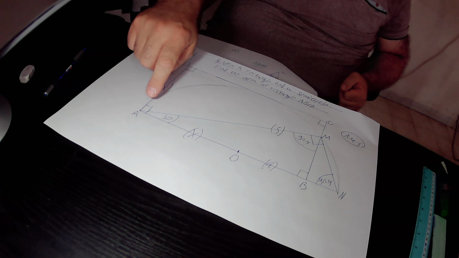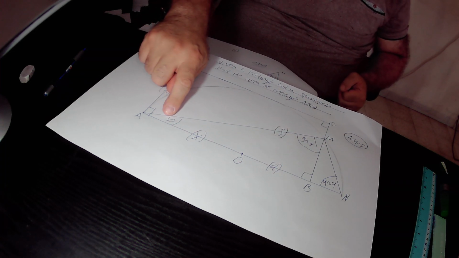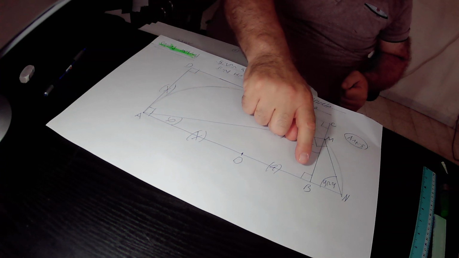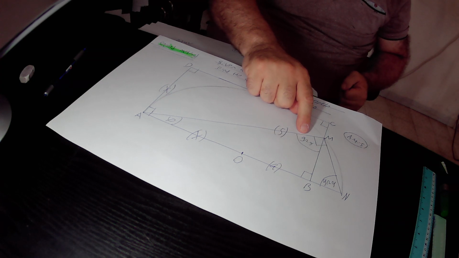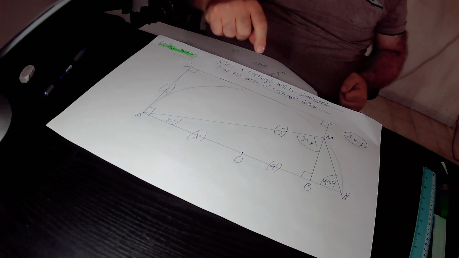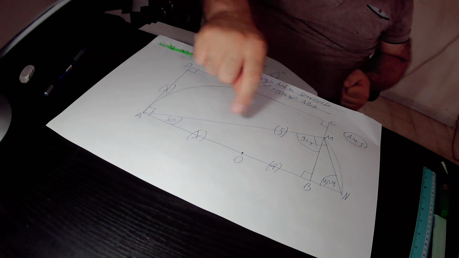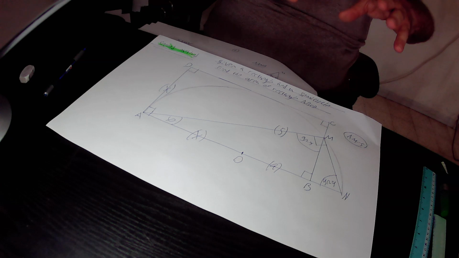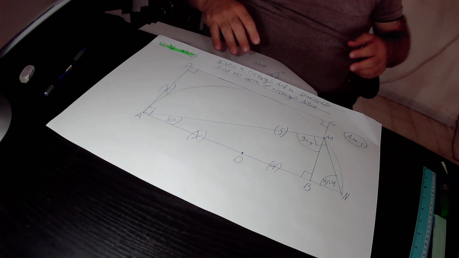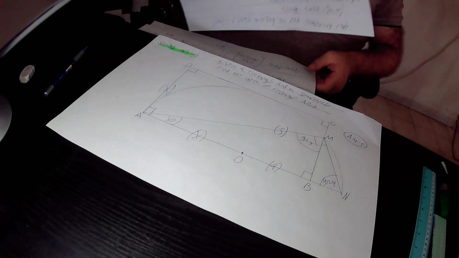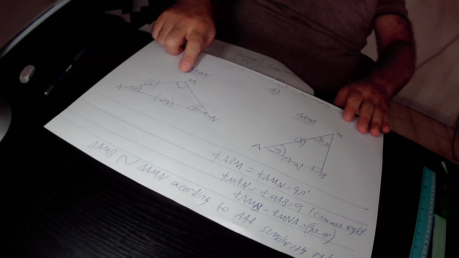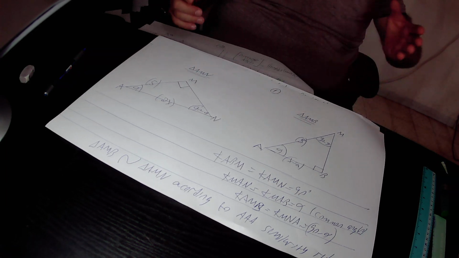Likewise, we focus on the right triangle AMB. In the right triangle AMB, this angle equals alpha, this angle equals 90 degrees, and therefore this angle must also be equal to 90 degrees minus alpha. In the next step, I redraw the right triangle AMB and the right triangle AMN on a new page, and prove that those two right triangles are similar to each other according to the angle similarity rule. So those are the two right triangles AMN and AMB that are coming from the original drawing.